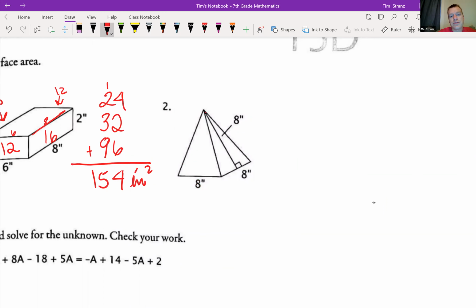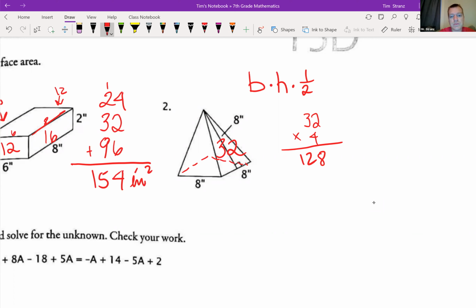Got a triangle first. So first I'm going to do this triangle over here. Okay, and remember, triangle is base times height times a half. Okay, so I got 8 times 8, which is 64. 64 times 1/2, okay, is going to be 32. We know that there are 4 sides on a pyramid, so I'm going to multiply 32 times 4. I get 128.